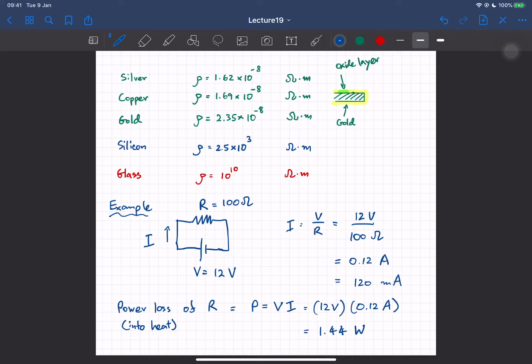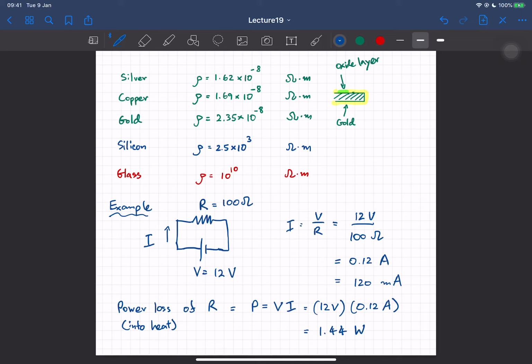Right. So watts is the unit of power, remember this? So it's joules per second. Okay, so this resistor will dissipate heat because of this power loss, about 1.44 watts. So every second you're going to have about 1.44 joules lost in terms of heat for this resistor. Okay, so this is a very simple circuit that we can have.